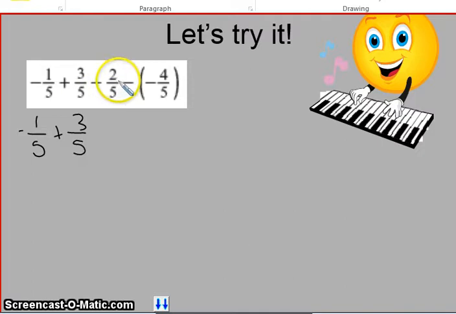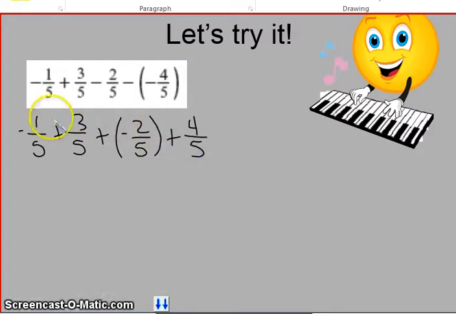Here we have minus 2/5. So I'm going to rewrite minus 2/5 as plus a negative 2/5. And right here we have minus negative 4/5. And we know that minus and negative is the same as adding the positive. So plus 4/5. All right, that's my first step.